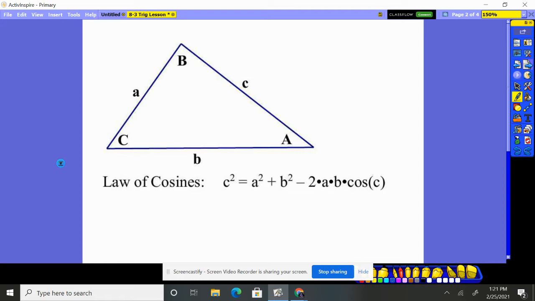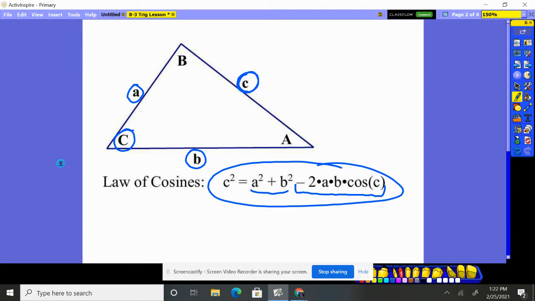So here's what it says. It says that this side right here, c, is equal to this side squared plus this side squared. Now notice that very beginning part is just like the Pythagorean theorem, a squared plus b squared equals c squared. But since it's not a right triangle, we're coming in and taking out a little bit to get the right answer. So anyway, c squared is equal to a squared plus b squared minus 2 times the a length times the b side length times the cosine of that angle right here. That's the formula, okay? It is not difficult to use.